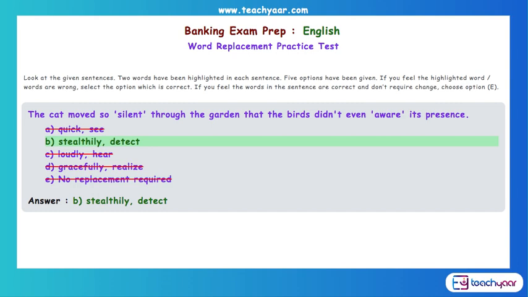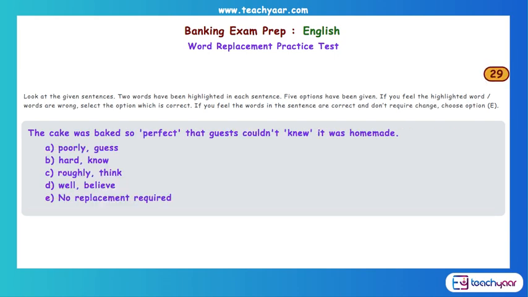If you see the options, option A, first word quick, is wrong. B, stealthily is right. C, loudly is wrong. D, gracefully is wrong. No replacement required is wrong. So B is your answer, stealthily detect. Get ready for the second question. The cake was baked so "perfect" that guests couldn't "knew" it was homemade.